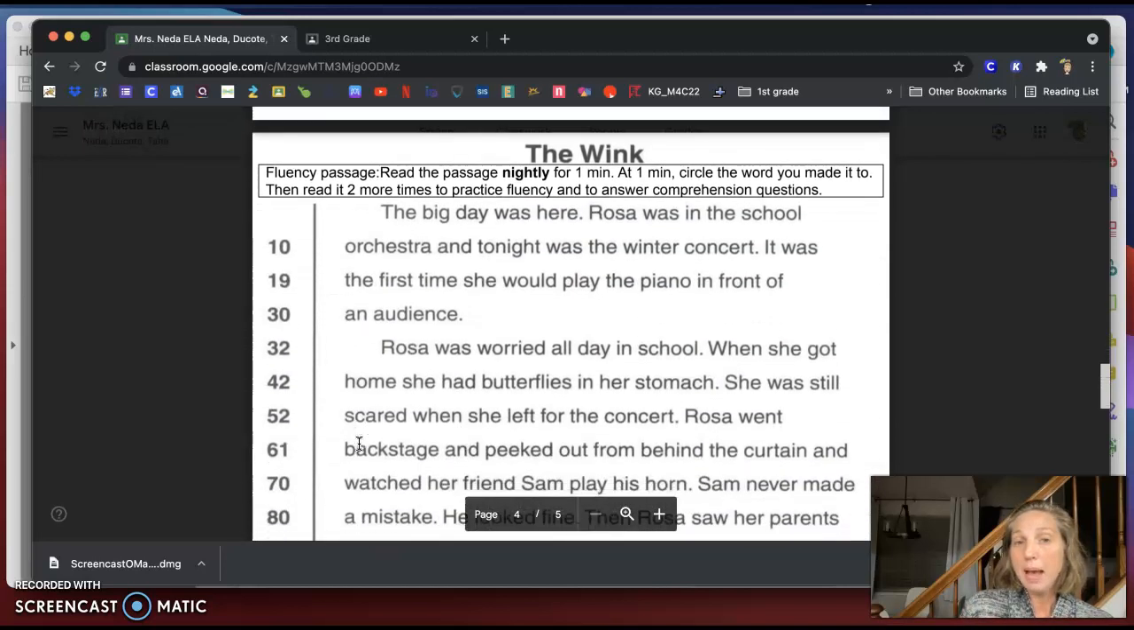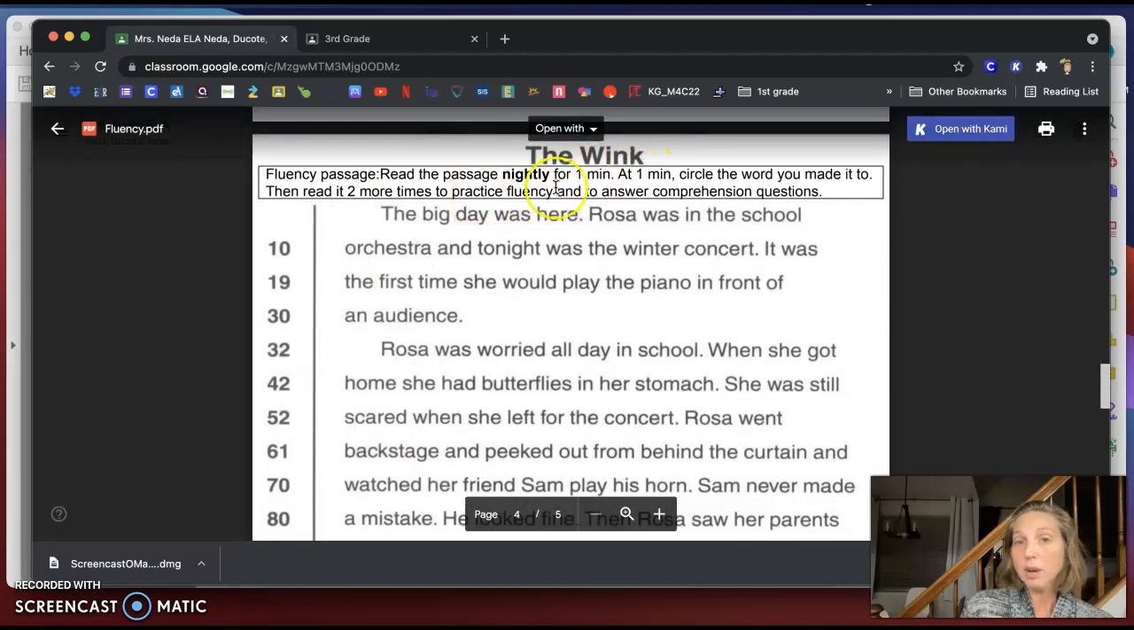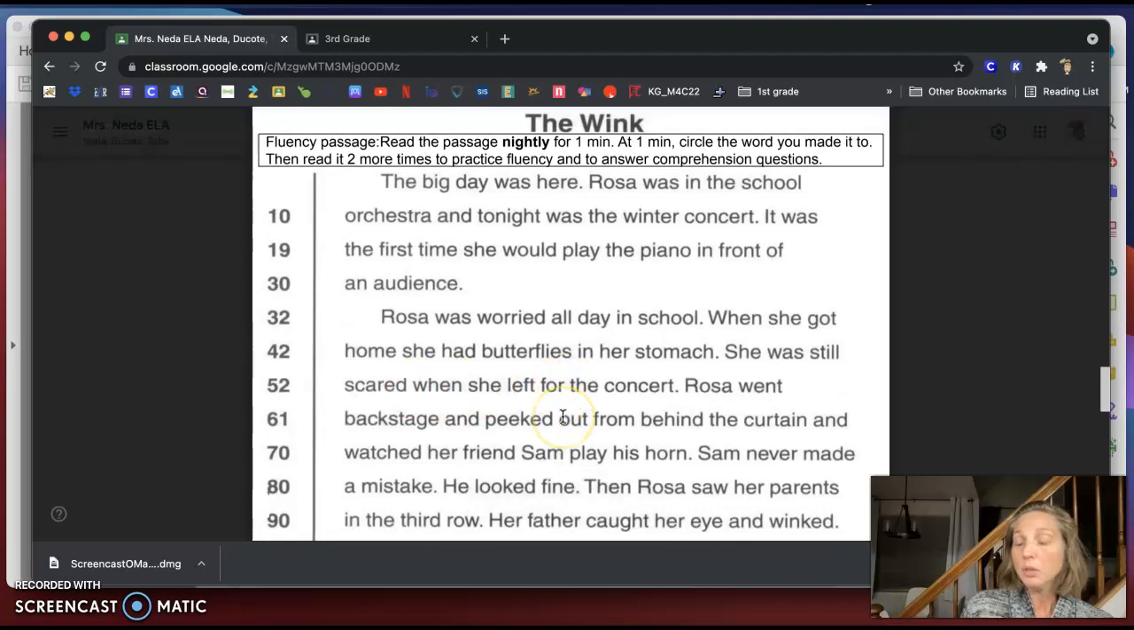And then here is your passage, and it gives you the directions again. So you're going to read all the way as far as you can go until you get to 1 minute. Set a timer on your computer or your phone. And let's say Miss Netta was reading this.